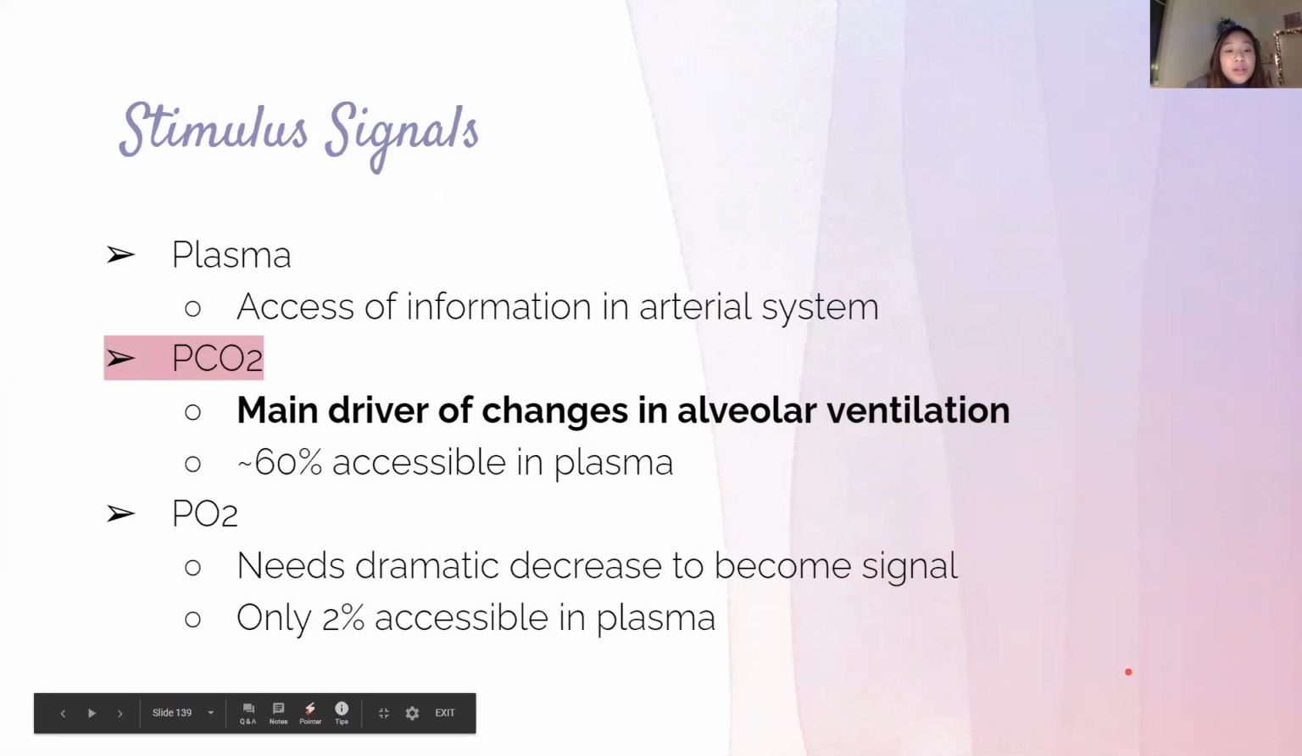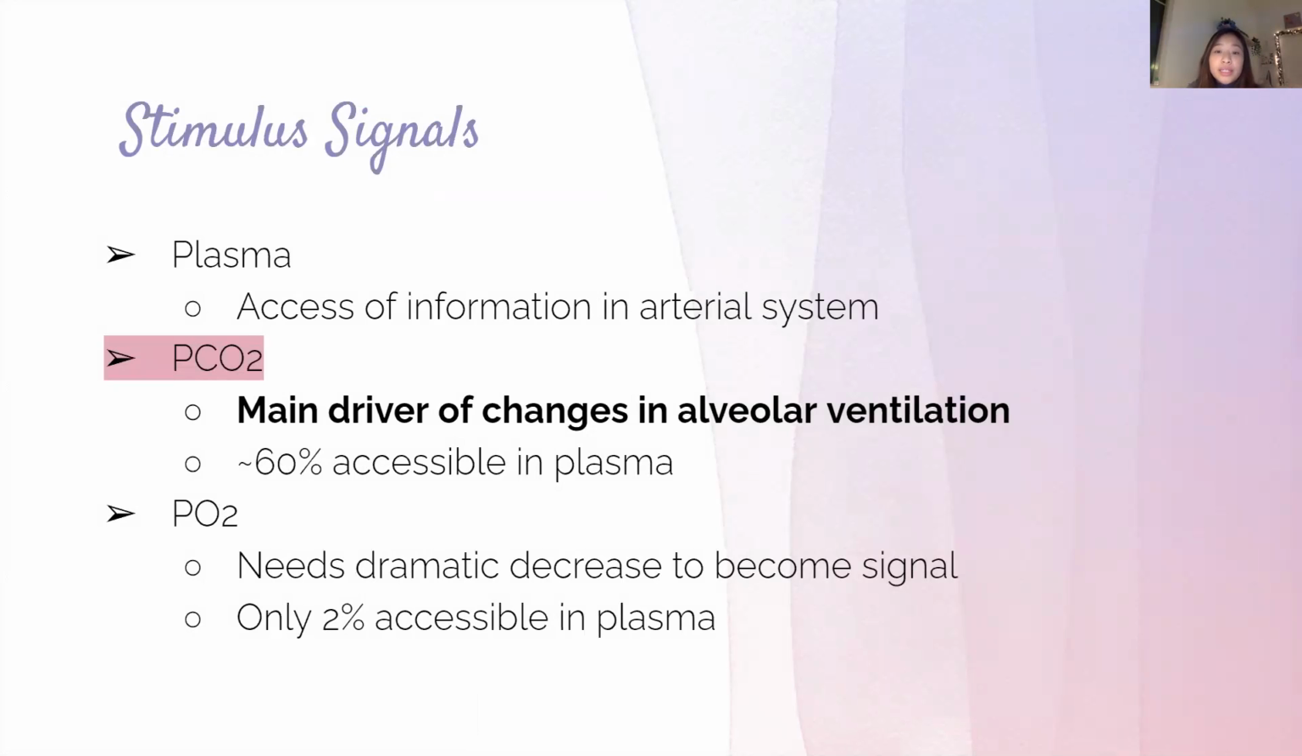All right, so this is just a breakdown of the difference between changes in partial pressure of CO2 and partial pressure of oxygen. The partial pressure of CO2 is the main driver of changes in ventilation because it's more accessible in the plasma, which is about 60%, whereas for oxygen, only about 2% is accessible in plasma. So there's going to be a dramatic decrease needed in order to detect changes in partial pressure of oxygen.